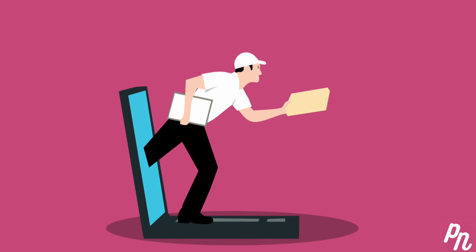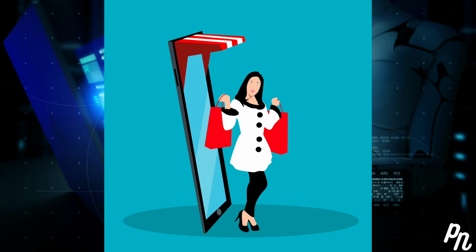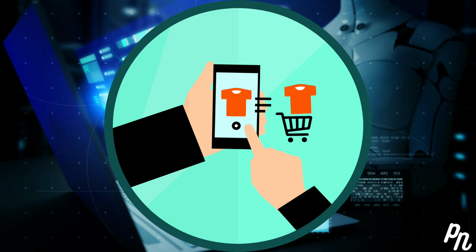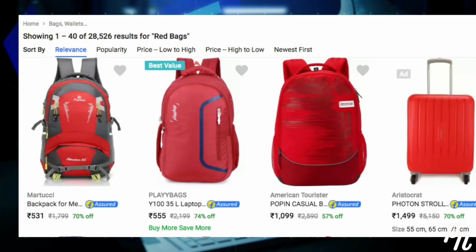Number 9. AI in online stores and services can be considered one of the best examples of AI in everyday life, which is improving the quality of shopping platforms as well as the customer experience. How can you type in red bags and get a list of red colored bags instantly? It is made possible by AI algorithms.